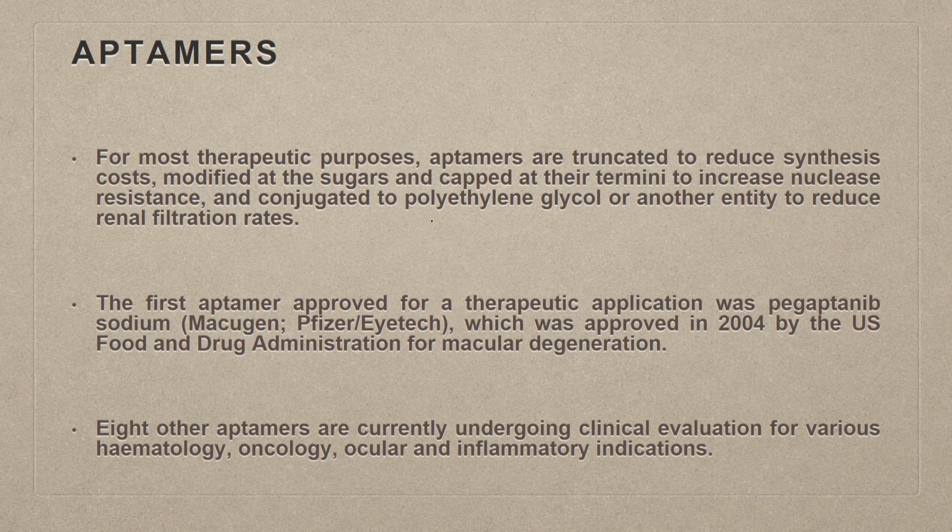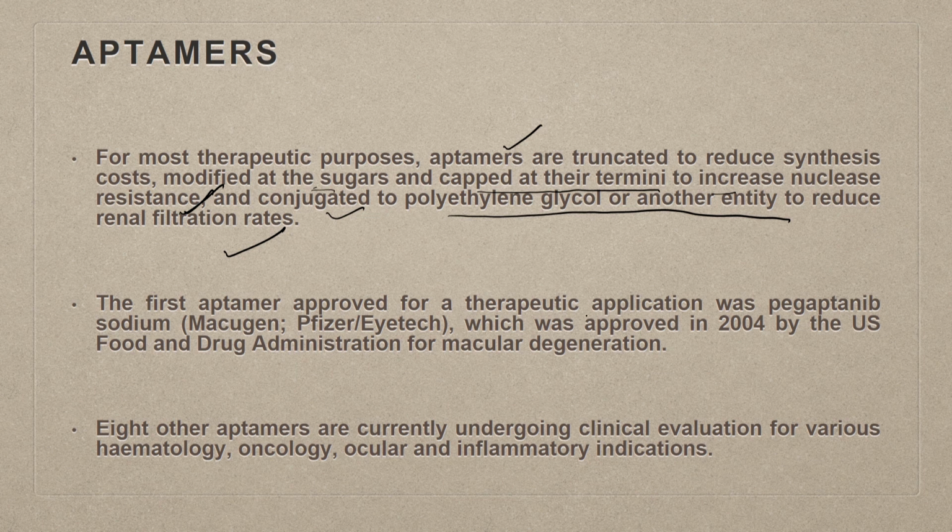For most therapeutic purposes, aptamers are truncated to reduce synthesis cost, modified at the sugars and capped at their termini to increase nuclease resistance, and conjugated to polyethylene glycol or another entity to reduce renal filtration rate. So, there are nucleases all over the body which can chop off the nucleic acid because they break it down. There are techniques by which you prevent the nuclease activity, and you couple it with polyethylene glycol or another entity to reduce the renal filtration. So, you are increasing the retention time within the body.